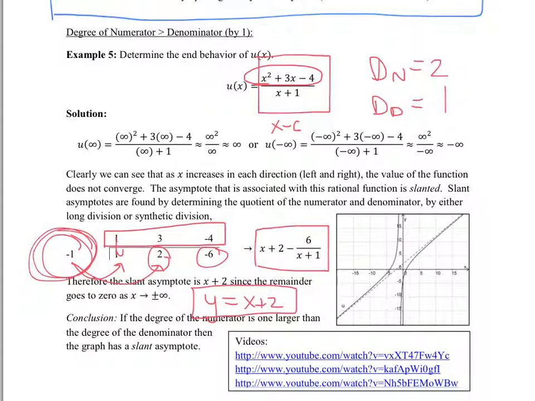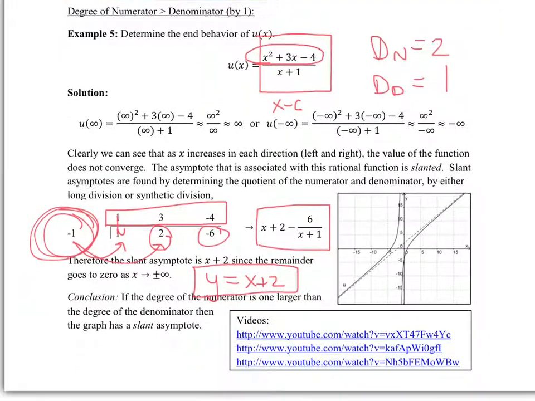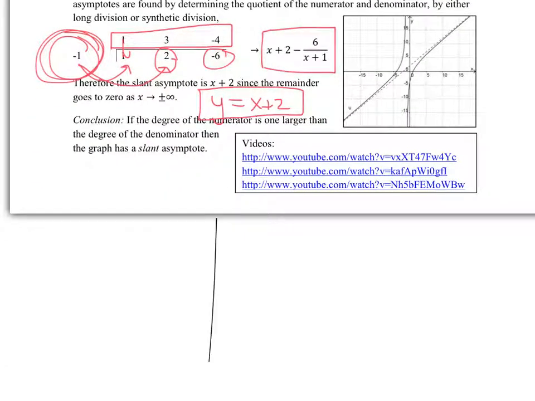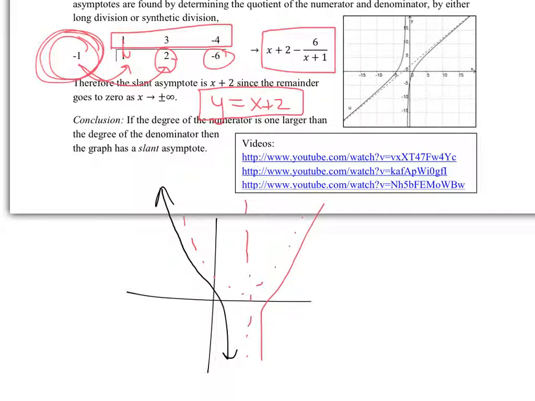Okay, and again, this only works if the numerator's degree is 1 larger than the denominator, specifically 1. If it were more than 1 degree larger, it would be what's called a parabolic asymptote. And the graph would look kind of funky. Here's what it would look like. Imagine you had an asymptote that was a parabola. The graph might do this. Maybe there was also a vertical asymptote.